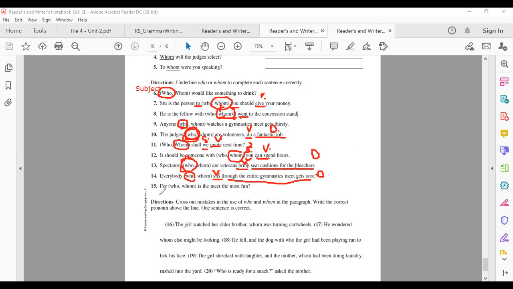Okay, Judy, number 15 for you. For whom is the meat the most fun? Okay, this is very easy, Judy. You don't have to search for the verb. You can solve it with a different way. If you understand the lesson, you can answer. What's the way to choose who or whom without looking to the verb?